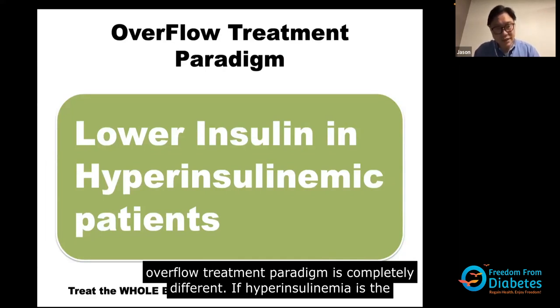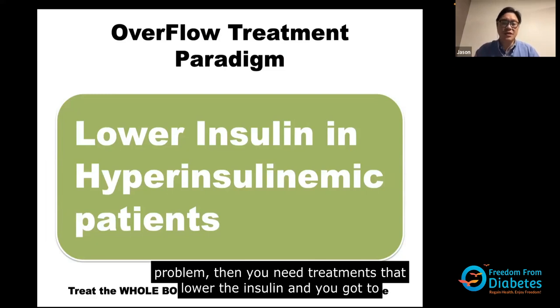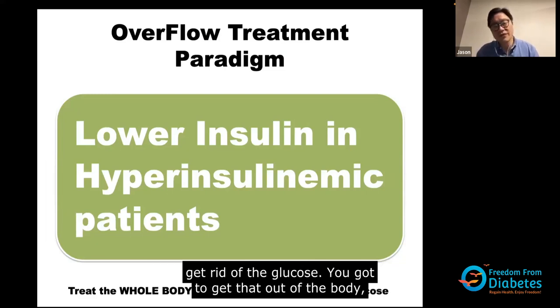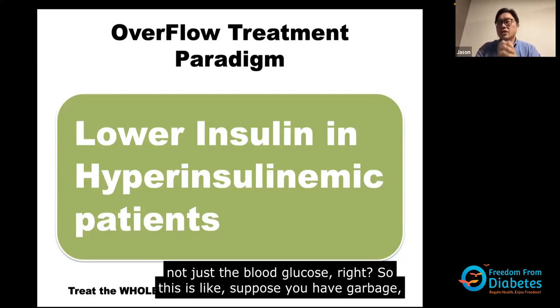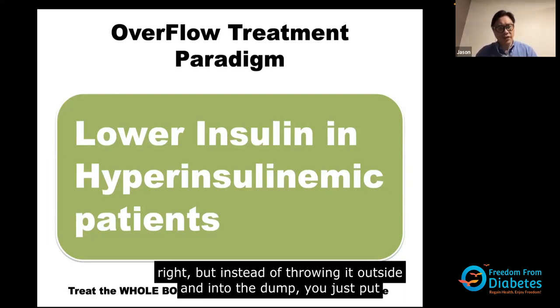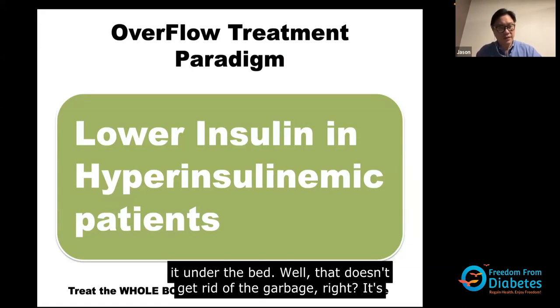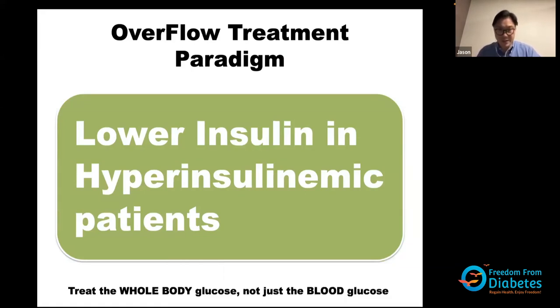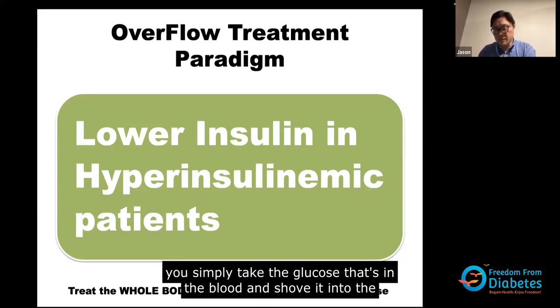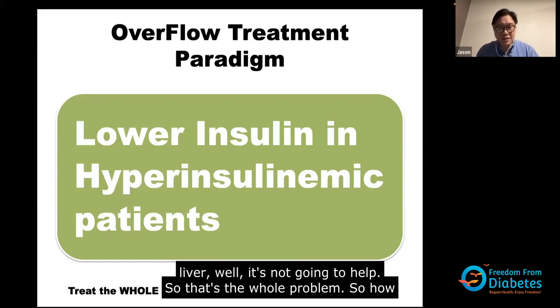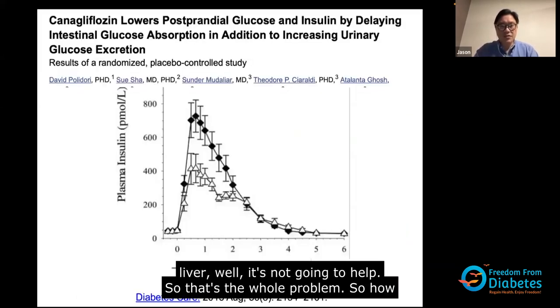If hyperinsulinemia is the problem, then you need treatments that lower the insulin, and you've got to get rid of the glucose. You've got to get that out of the body, not just the blood glucose, right? So this is like, suppose you have garbage, right? But instead of throwing it outside and into the dump, you just put it under the bed. Well, that doesn't get rid of the garbage, right? It's still there. It's still going to stink. So same thing with the glucose. If you simply take the glucose that's in the blood and shove it into the liver, well, it's not going to help. So that's the whole problem.